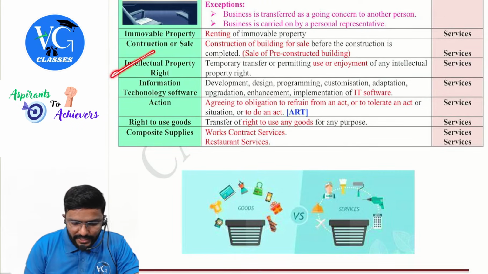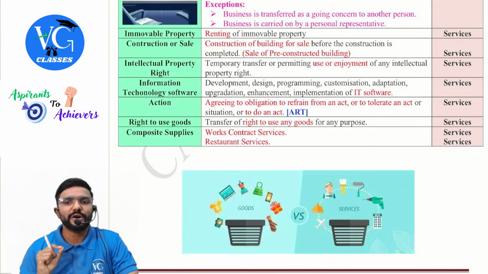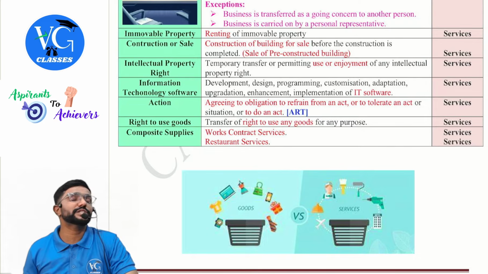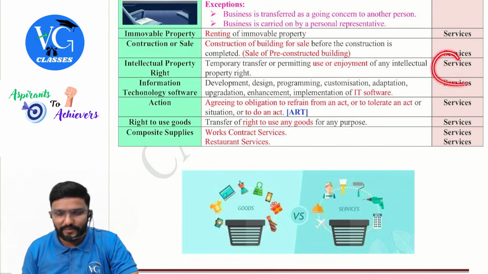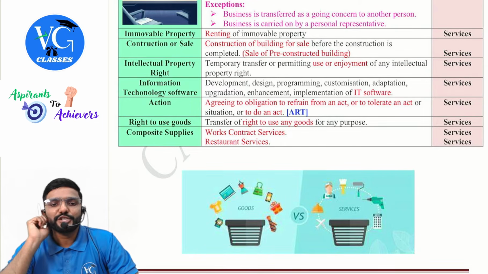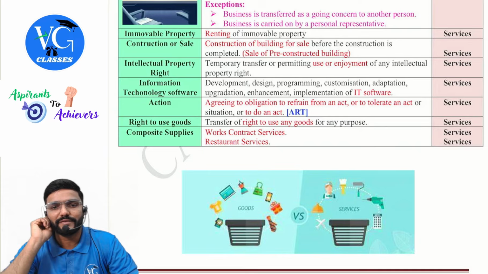Next, intellectual property rights: temporary transfer or permitting use or enjoyment of any intellectual property rights like know-how, copyright and all. It is always a supply of services. Next, information technology software: development, design, programming, customization, adaptation, upgradation, enhancement, implementation of IT software, always supply of services.